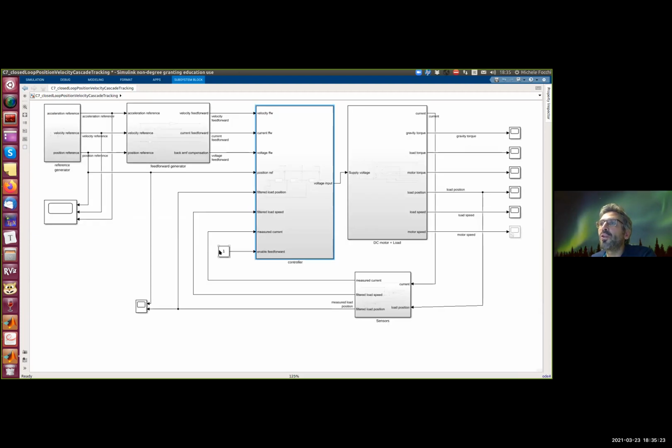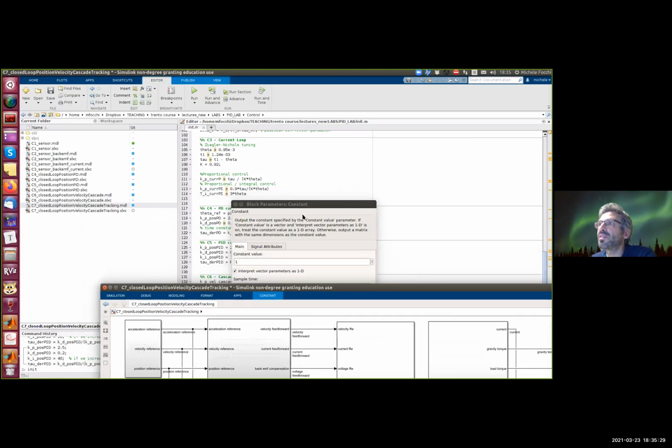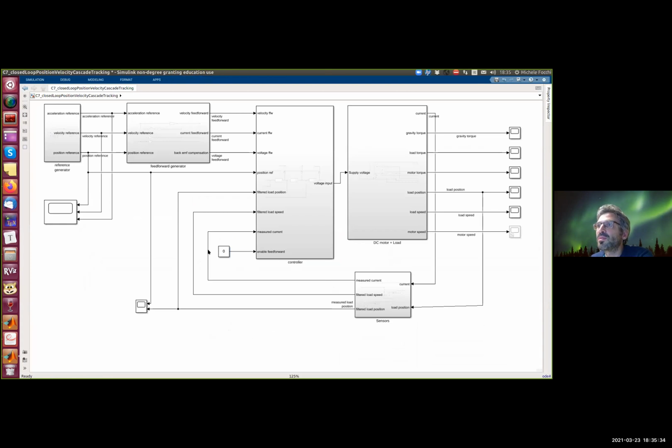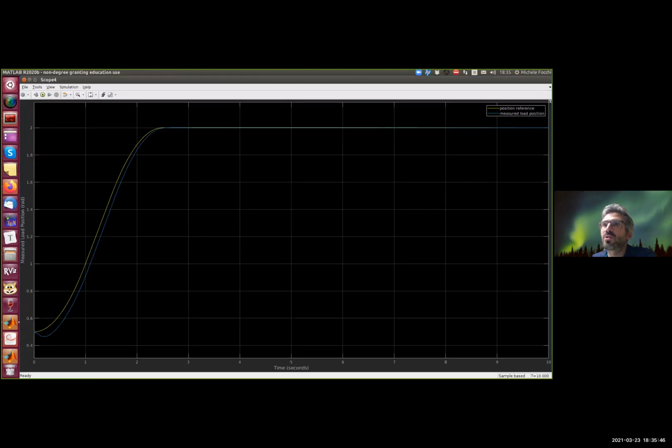And first, let's try to not consider these feed forward references. So I just set this input to 0, that will nullify the feed forward terms, and I simulate to see the position of the load. So we have the reference load position that we got from before from the reference generation, and we see that we have tracking, we have a PID, so we have no error at the steady state, but we have some bad tracking during the transient.